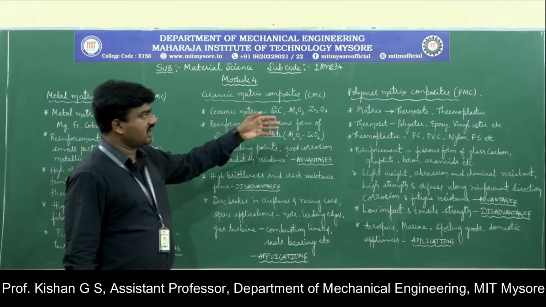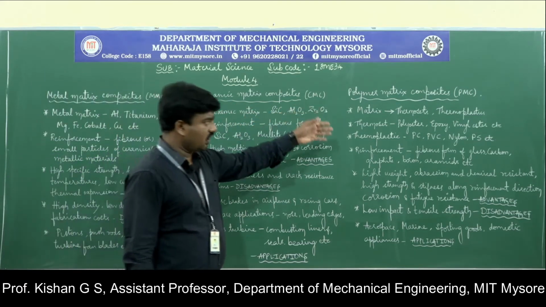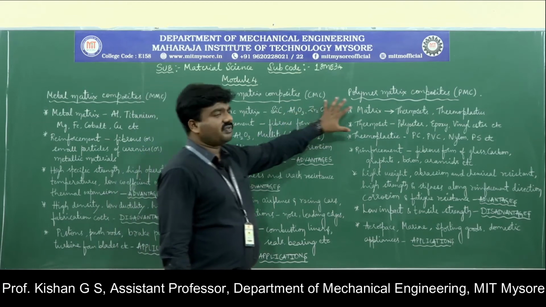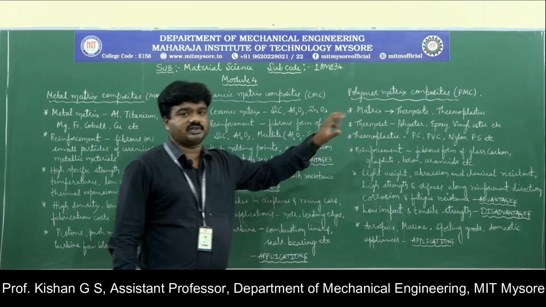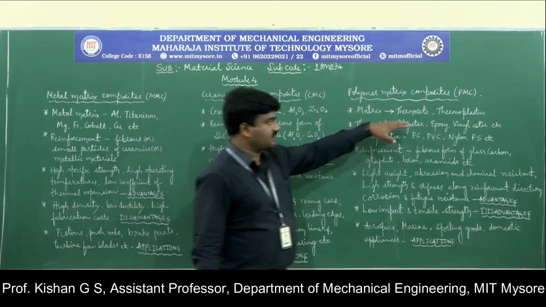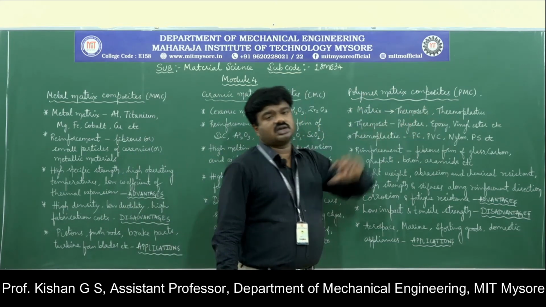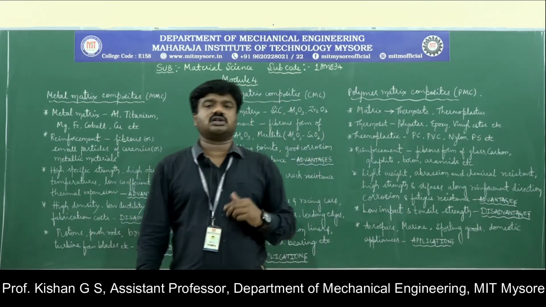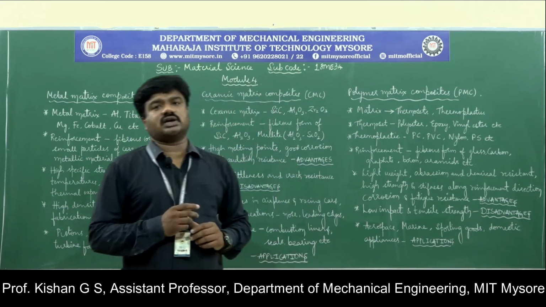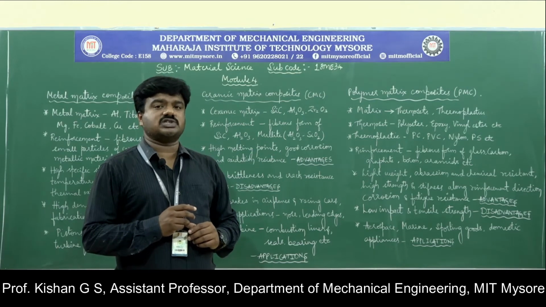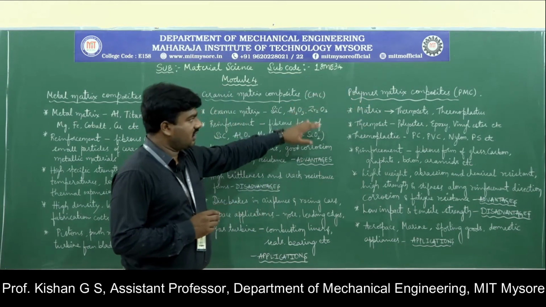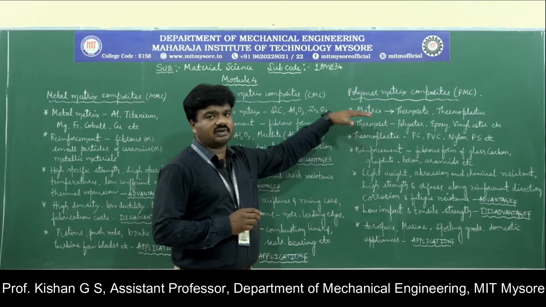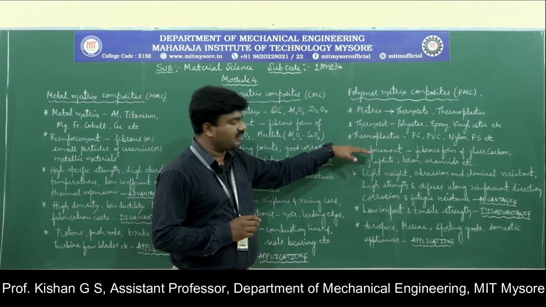Moving on with the third type, it is polymer matrix composite. So here the preferred matrix, the organic polymer or resins, what we generally say, will be of two types. One is thermoset, another one is thermoplastic. So thermoset and thermoplastic are the two categories of the matrix phase which are preferred in polymer matrix composite.